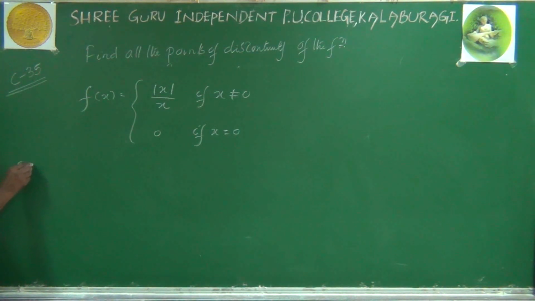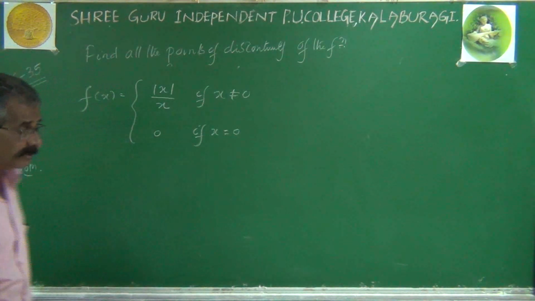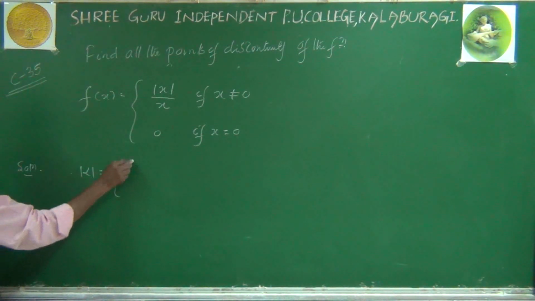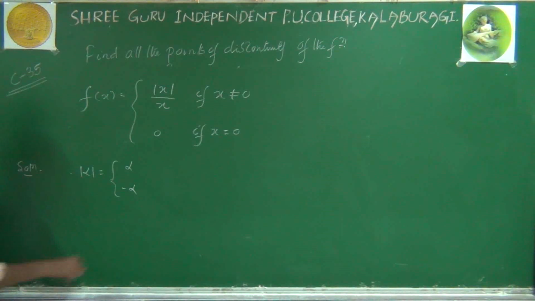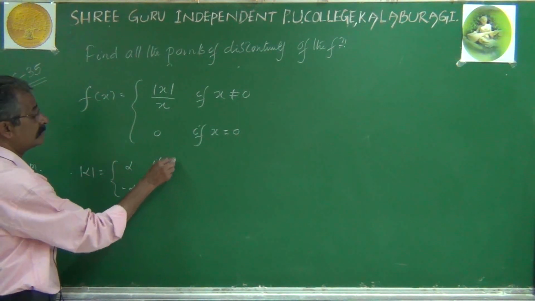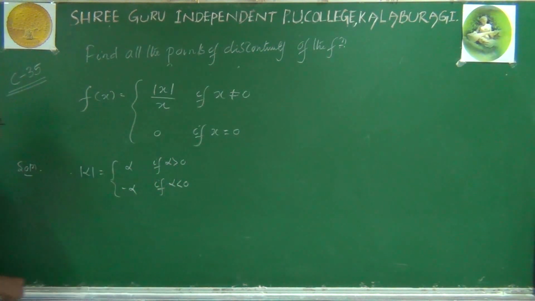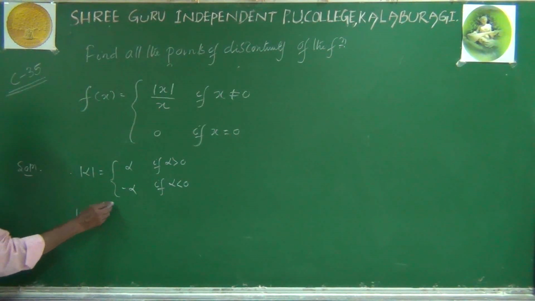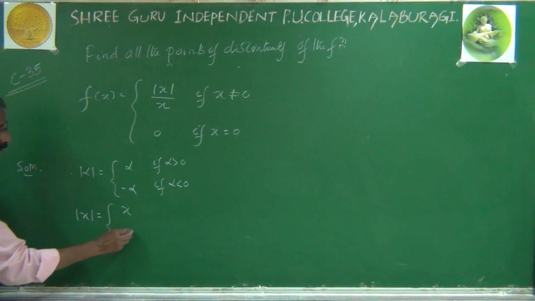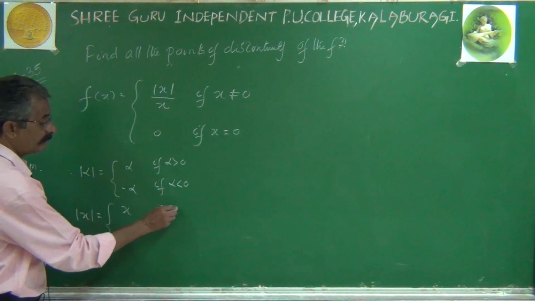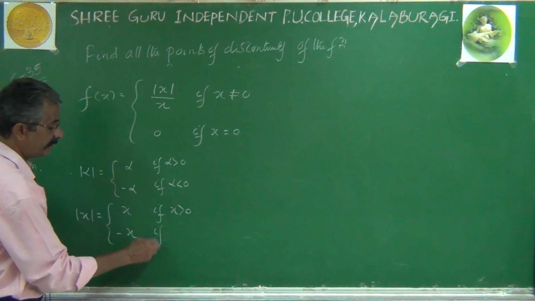Solution. We first analyze the definition of the modulus of a real quantity. Mod alpha equals plus alpha if alpha is positive, and minus alpha if alpha is negative. Therefore, mod x can be written as plus x if x is positive, and minus x if x is negative.